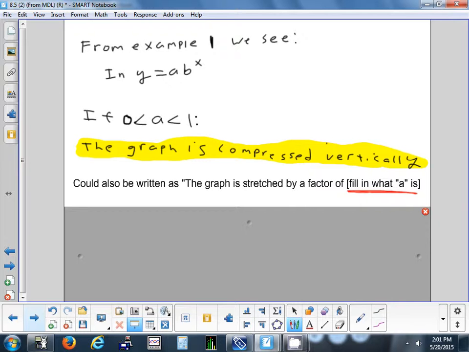If that seems tricky, think of this: 10 divided by 2, 10 times a half. What do both of these come out to? 5. This is two ways of saying the exact same thing. In class, I'm going to do it the second way. I'm going to say the graph has been stretched by a factor of, and then fill in whatever your fraction is.